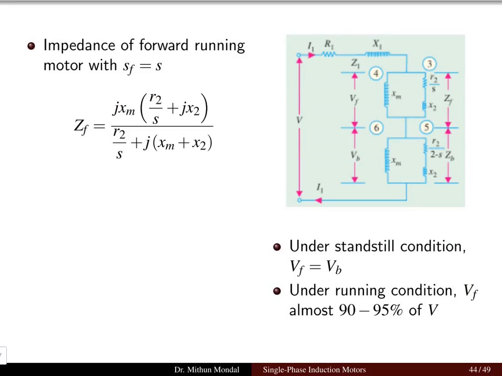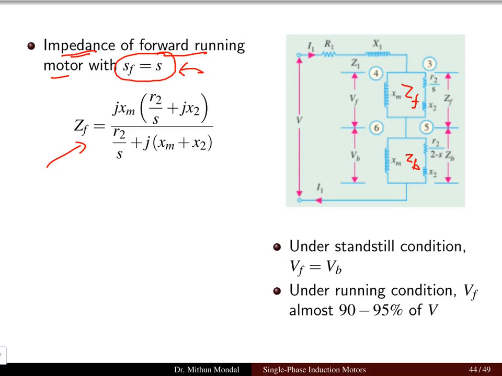Now, if we need to determine the impedance under the forward running motor condition, we represent SF equal to S, and this is the actual motor running condition. So let us see how to obtain the impedance ZF under the forward condition. This part of the network will give the forward impedance, and this will give the backward impedance due to the double revolving field theory.